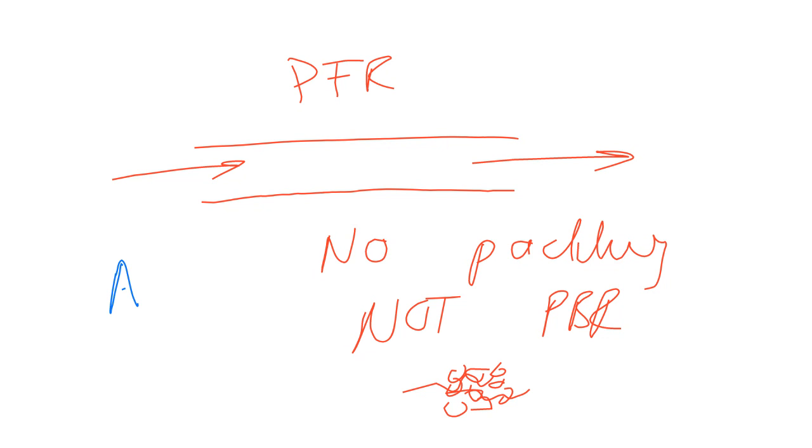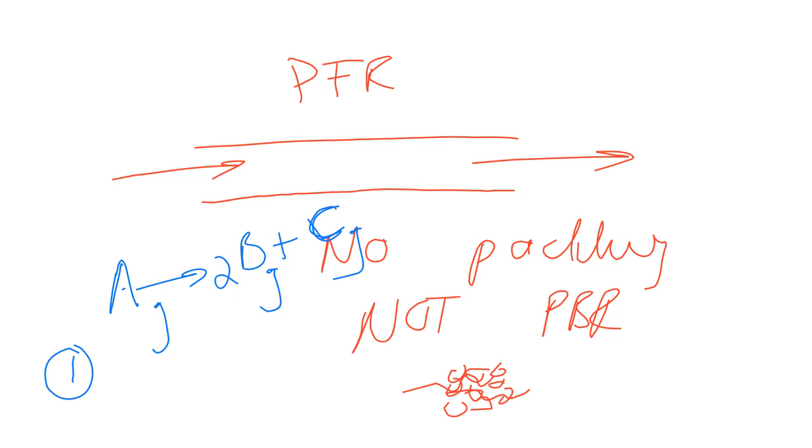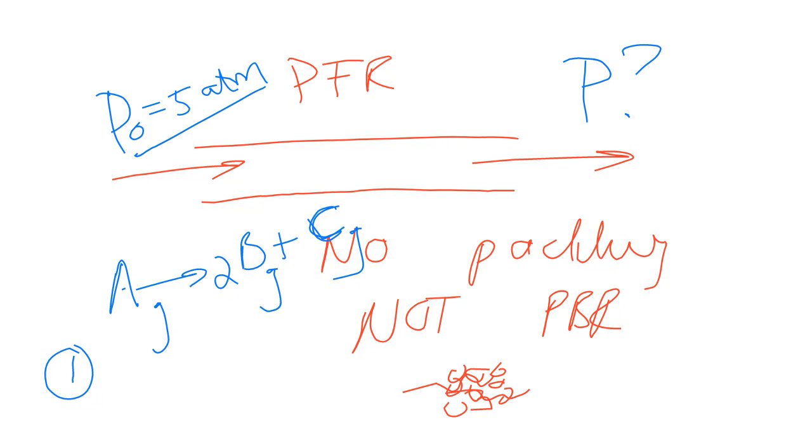You've got A, and it is going to form 2B and C. Right, and everything is going to be in the gas phase. So my poll question, and I want you to think about it, is this: the inlet pressure is, let's say, 5 atmospheres, like in our tutorial problem. I want you to think about what the outlet pressure will be relative to the inlet pressure.